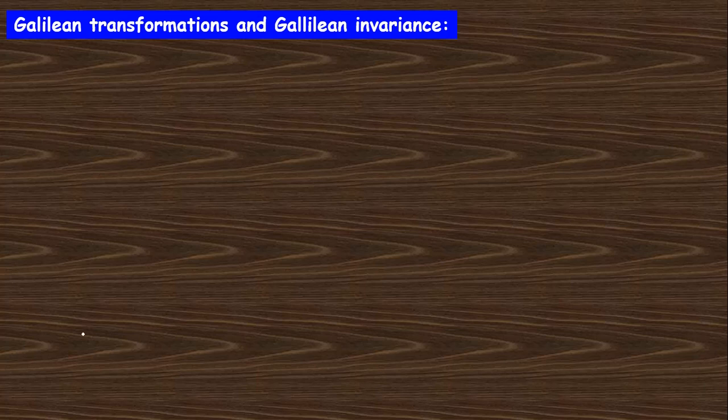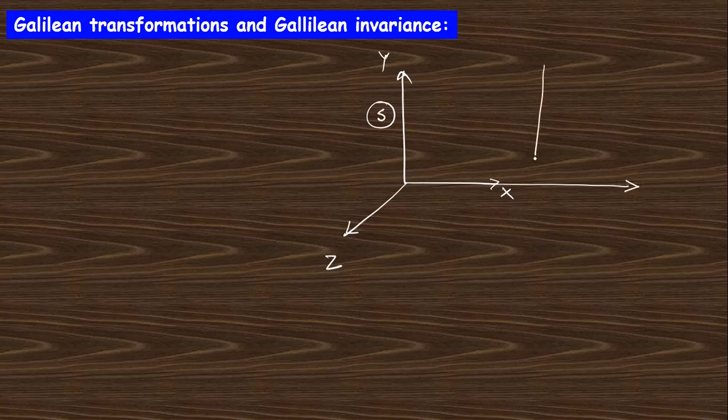Suppose this is a rest reference frame, denoted by S. This is the x axis, this is the y axis, and this is the z axis. And there is another reference frame, taken as S prime, with x prime, z prime, and y prime axes, and this moves with speed v.